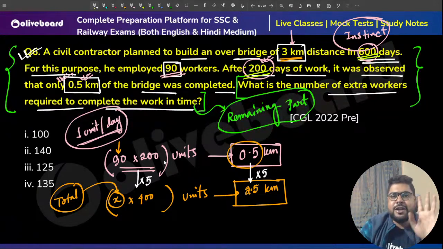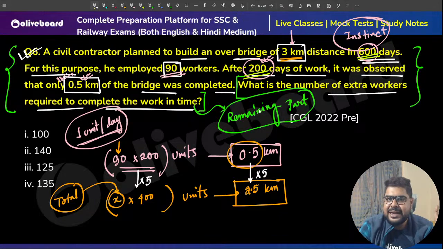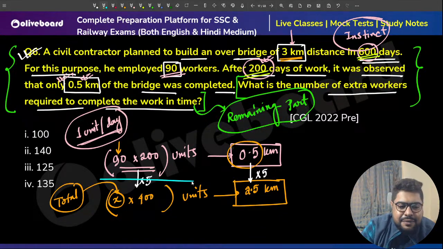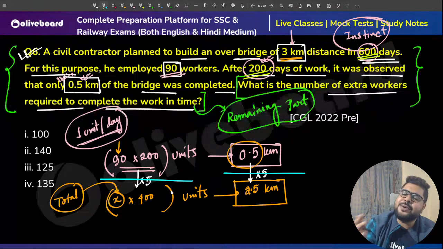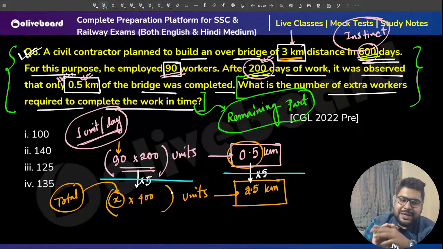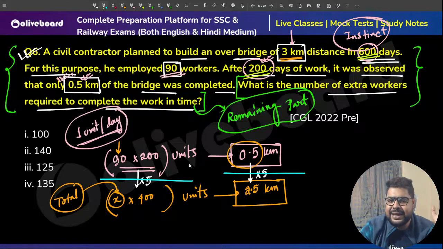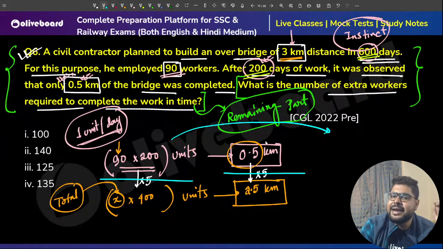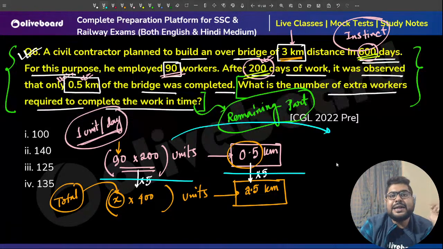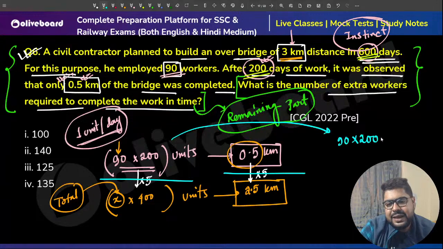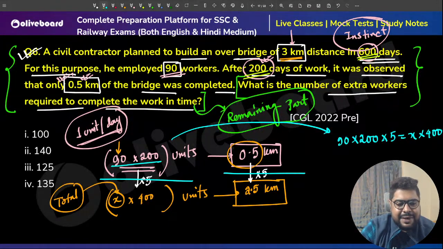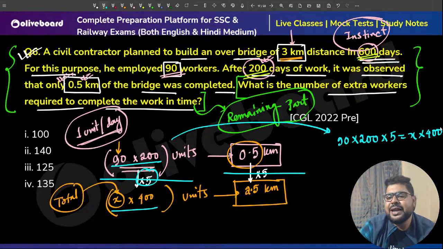Now, if you're not comfortable using this, if you're not able to think like this, there is another approach you can take. Divide both the equations. That also will give you the same thing. But if you can think directly, then I think it's better. If right side is multiplied by 5, then left side must be multiplied by 5 also. So that means 90 into 200, multiplied by 5, is x times 400. You see, this thing multiplied by 5 is this thing. You can calculate from there.